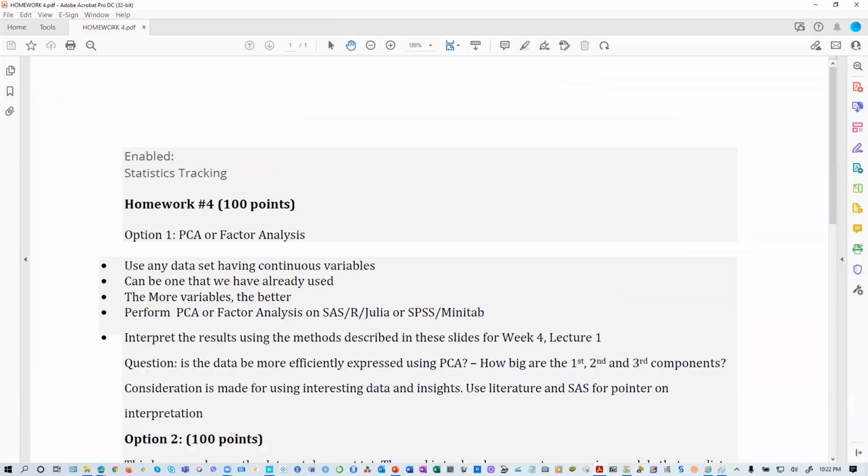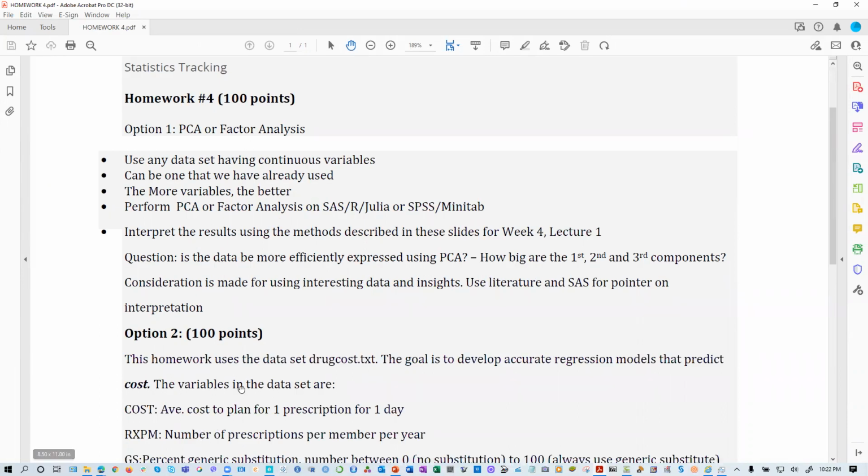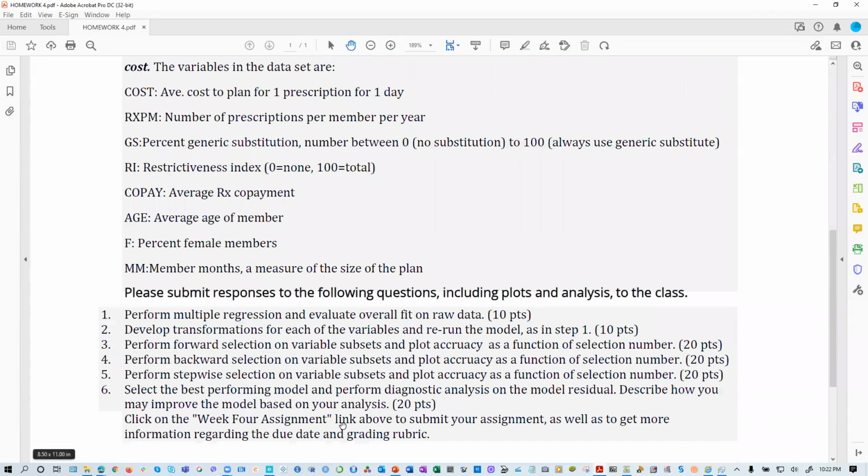This one option, that option 1 and option 2 means either one of them. No, you don't have to do both. Just make sure one. See, that's 100 points. It's not being split, either this or this. If you do the PCA, you don't have to do this one. Either one of them.